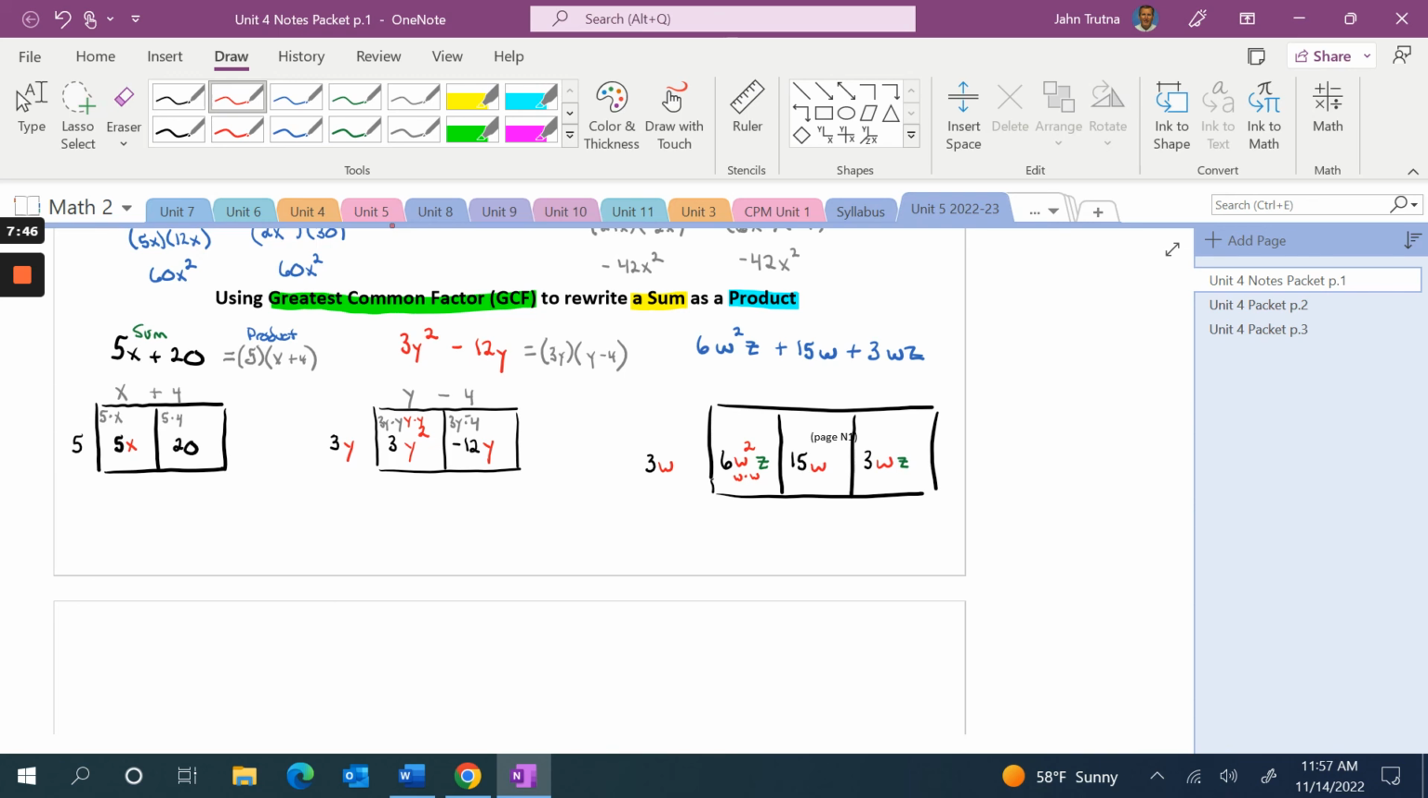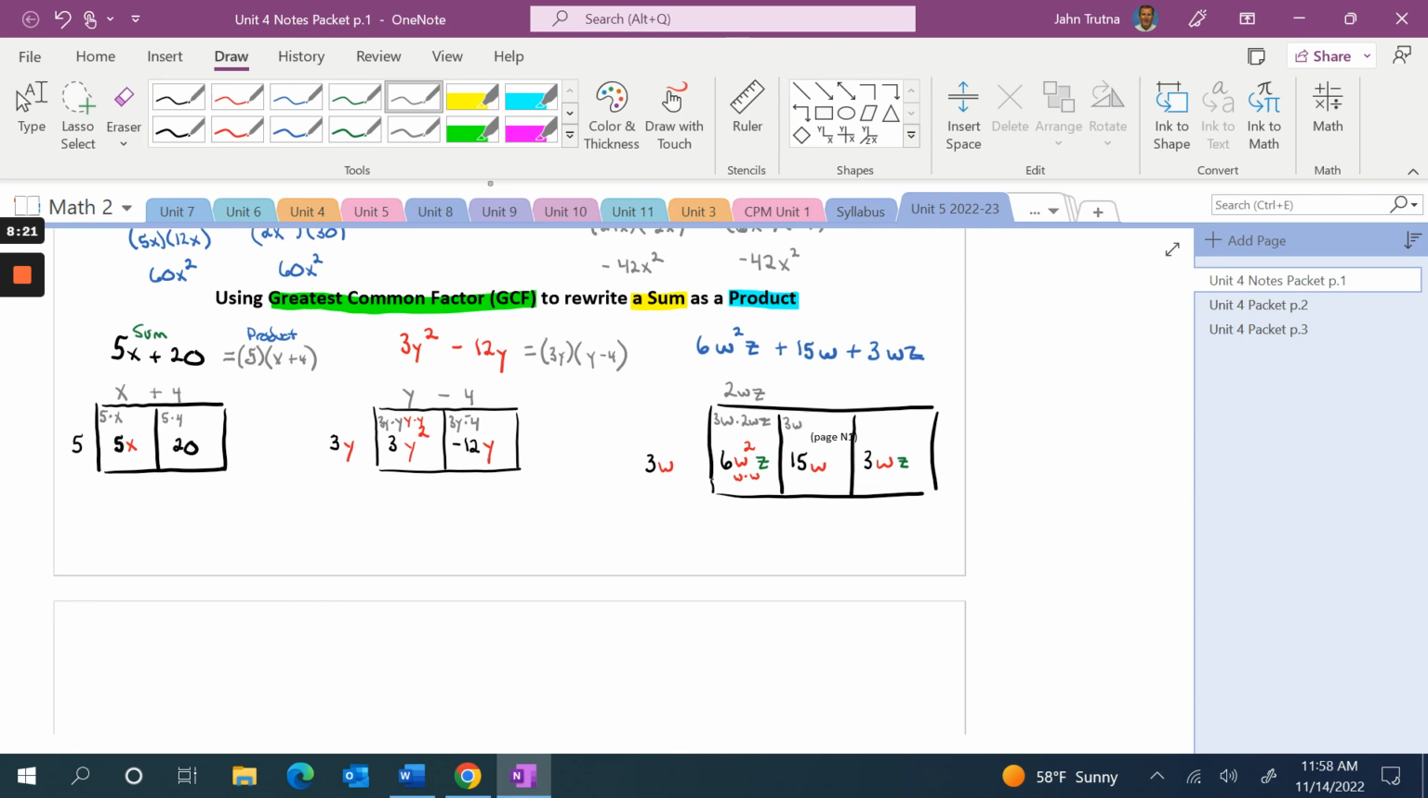How about z's? Is there a z in all 3 of the rectangles? The answer is no. So that means there is not a common z in all 3 rectangles. Okay, now I'm going to fill up the top dimensions. Start with the 3w here. What would you multiply with 3w to make it equal to 6w squared z? That would be 2wz. So I put a 2wz along the top.